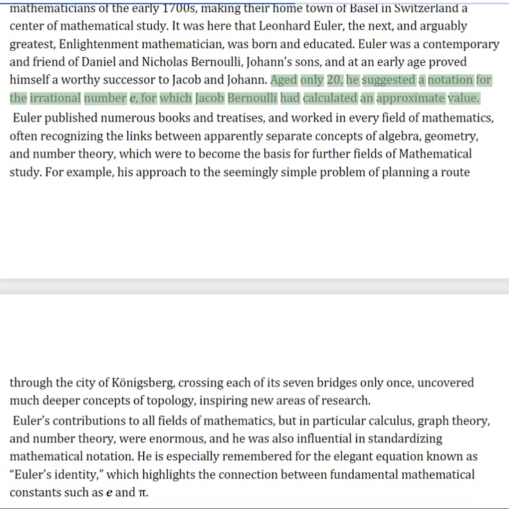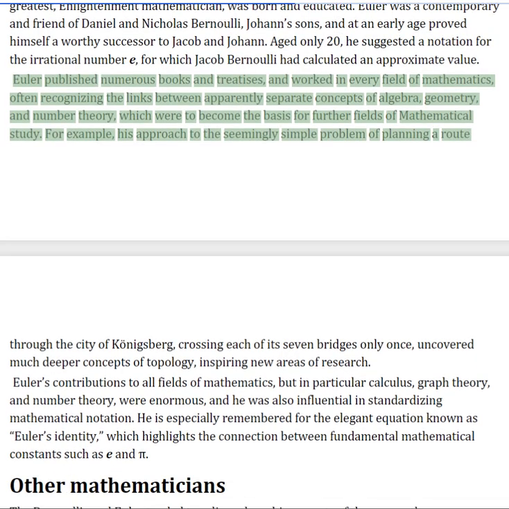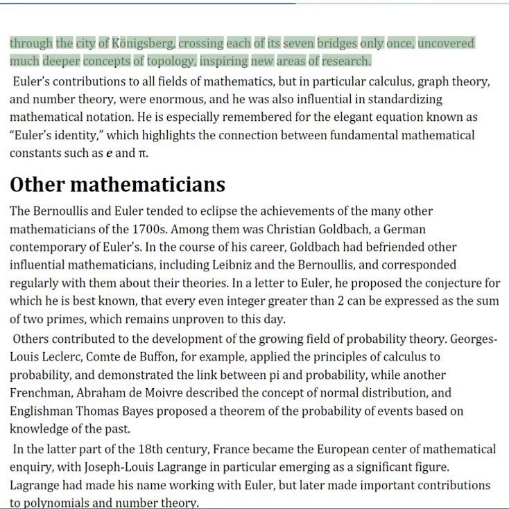Aged only 20, he suggested a notation for the irrational number e, for which Jacob Bernoulli had calculated an approximate value. Euler published numerous books and treatises, and worked in every field of mathematics, often recognizing the links between apparently separate concepts of algebra, geometry, and number theory, which were to become the basis for further fields of mathematical study. For example, his approach to the seemingly simple problem of planning a route through the city of Königsberg, crossing each of its 7 bridges only once, uncovered much deeper concepts of topology, inspiring new areas of research.